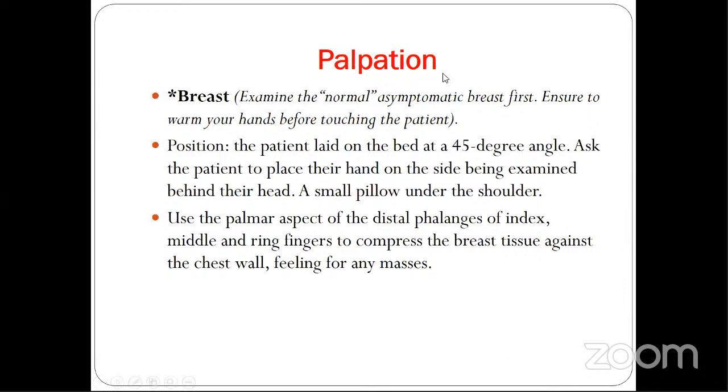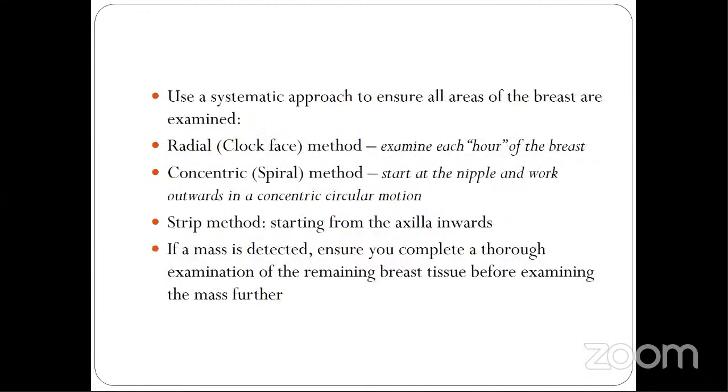Then the position of the patient. The patient must be on the bed at 45 degrees. Ask the patient to place the hand on the side being examined behind the head, with a small pillow under the shoulder. We will use the palmar aspect of the distal phalanx of the index, middle, and ring fingers to compress breast tissue against the chest wall. And again, you will feel for any masses.